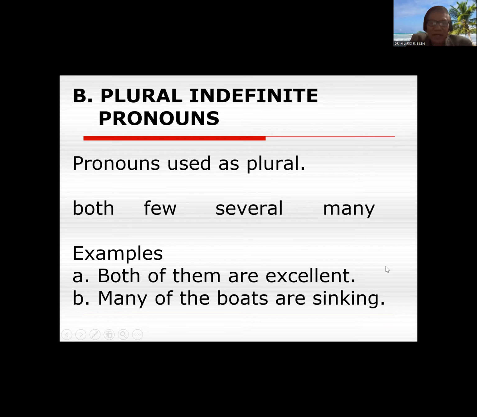We have the example here. Both of them are excellent. So you are not speaking to one, you're speaking to two or more. Okay, that is plural. Another example, many of the boats are sinking. So the indefinite pronoun many is plural.